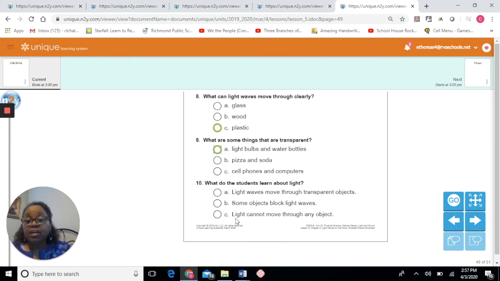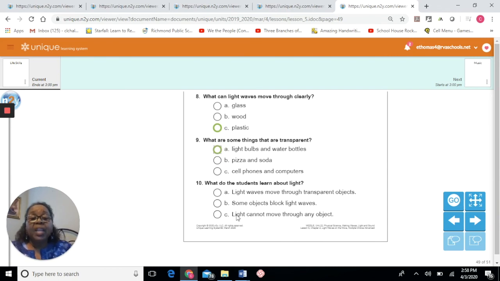Well, let's start at the top and see what we can slash and trash. A, light waves move through transparent objects. We've used that word transparent quite a bit. Light waves move through them. That's a possible right answer. B, some objects block light waves. We talked about that. We talked about our hand blocking light waves, and we talked about wood blocking light waves. The light will not go through it. Some objects block light waves. I think we're going to keep that one.